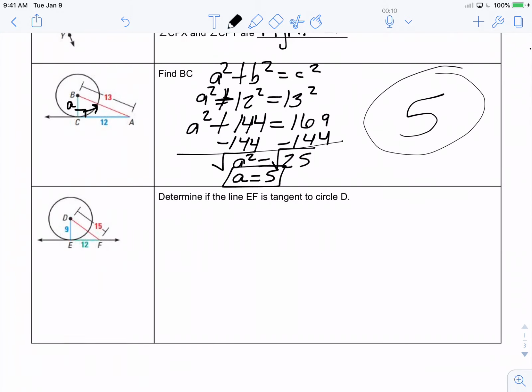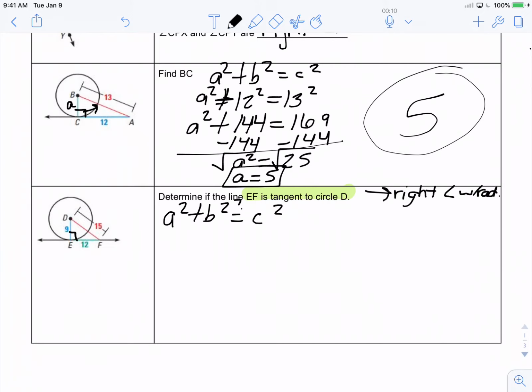All right, next problem. Determine if the line EF is tangent to circle D. So if it's tangent, then it's going to form a right angle with the radius. Okay? 9 is my radius, so I know that there should be a right angle there if it's tangent. If it's a right angle, then a squared plus b squared equals c squared would be true. I'm just putting a question mark over that because I want to prove that. So I don't know that they're equal yet. I want to see if they're equal.